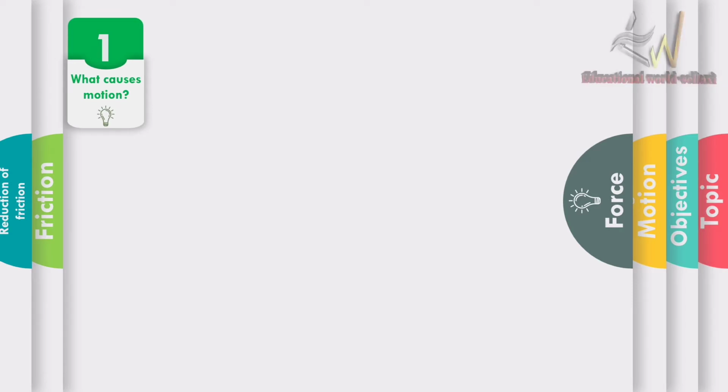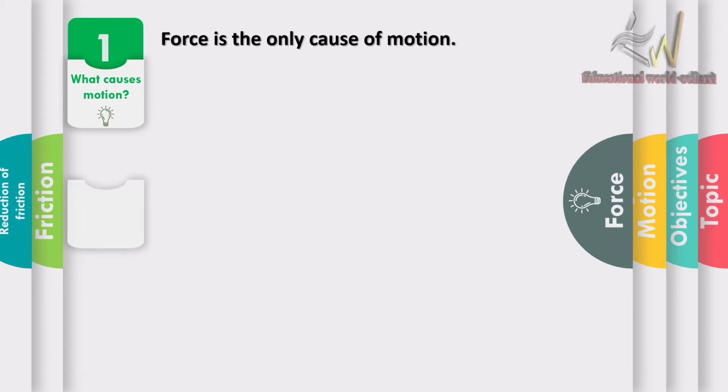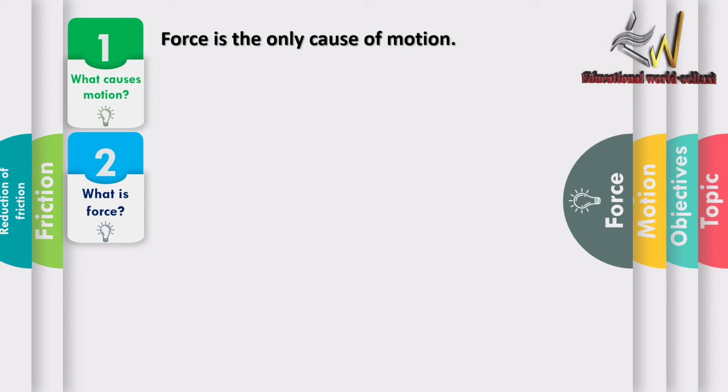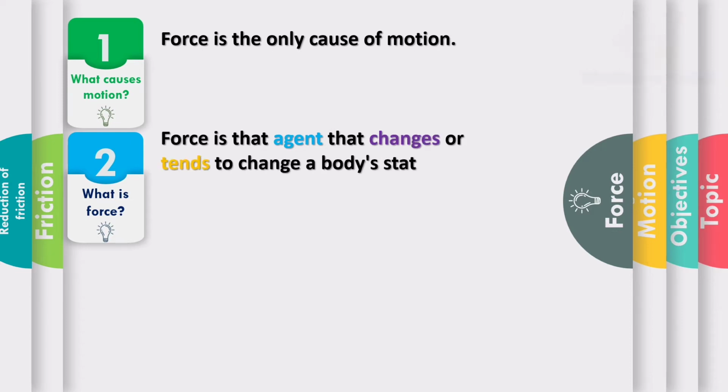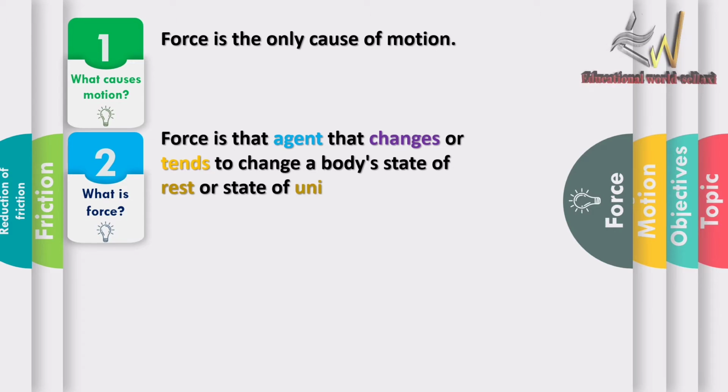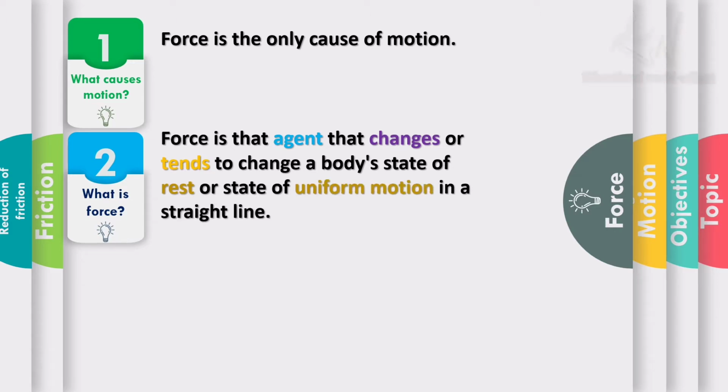Causes of motion. The main cause of motion and the only cause of motion is force. So what is force? Force is that agent that changes or tends to change a body's state of rest or its state of uniform motion in a straight line.